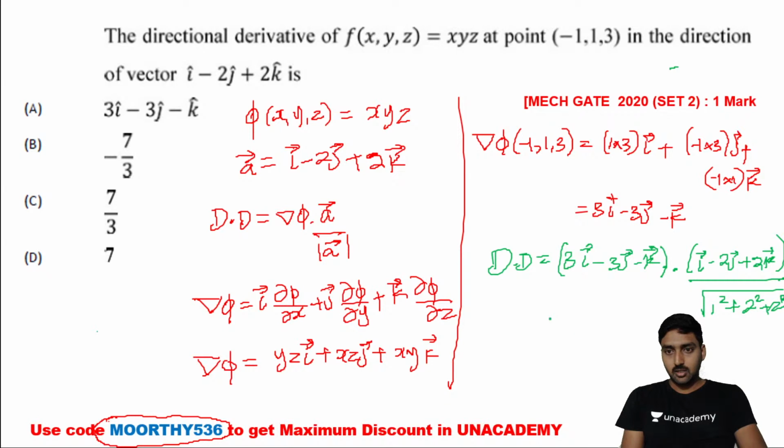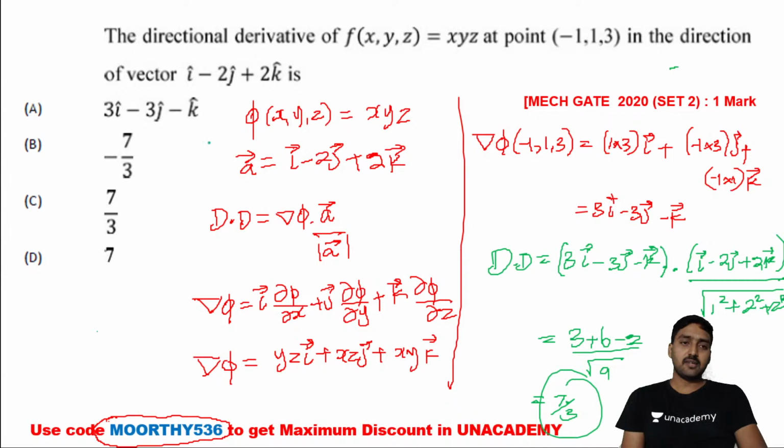Now multiply the values. 3 into 1 is equal to 3. Minus 3 into plus 2, that is minus 6, and then minus 2. It's divided by root of 9, right? The solution is equal to 7 divided by 3. The 7 divided by 3 is the right answer.